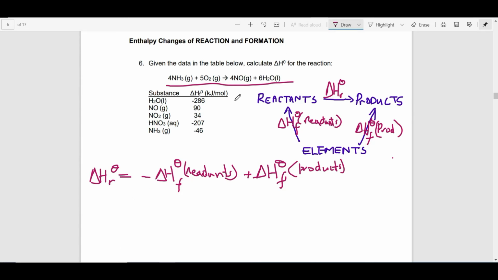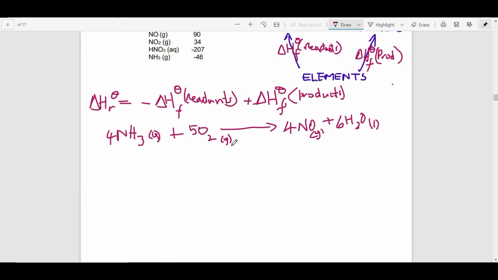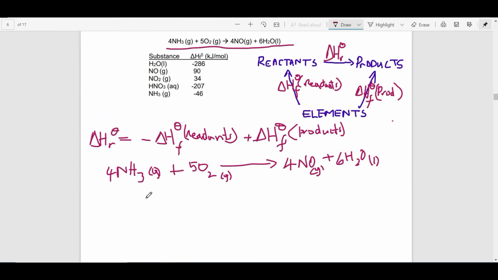If we look at this reaction, we are reacting ammonia and oxygen to give nitrogen monoxide and water. If we rewrite the equation, this is our reaction: 4NH3 plus 5O2 gives us 4NO plus 6H2O. We can form these reactants from the elements, and we can form these products from the same elements.